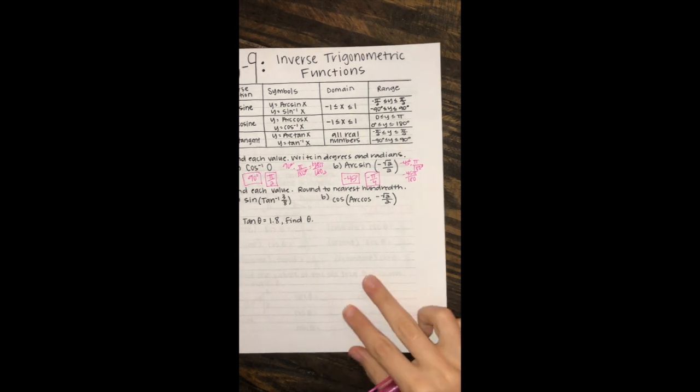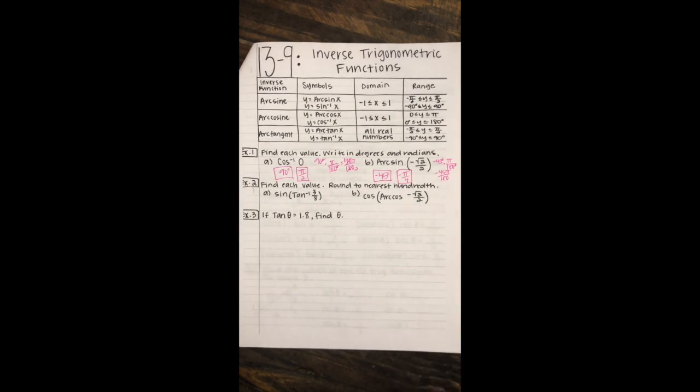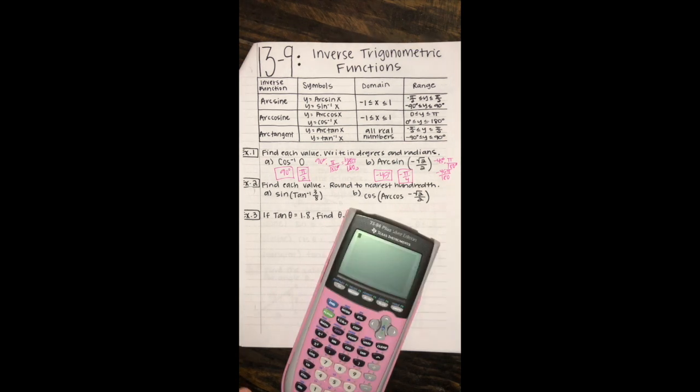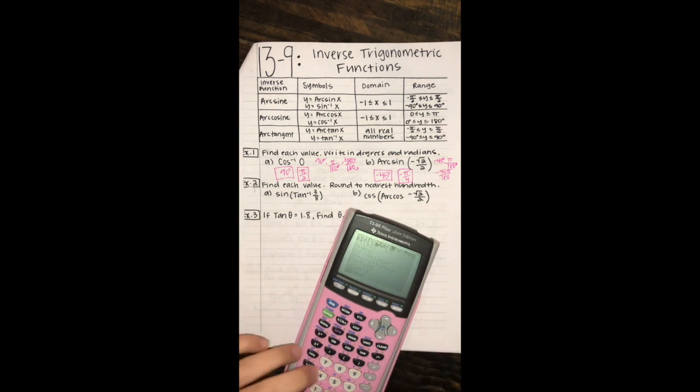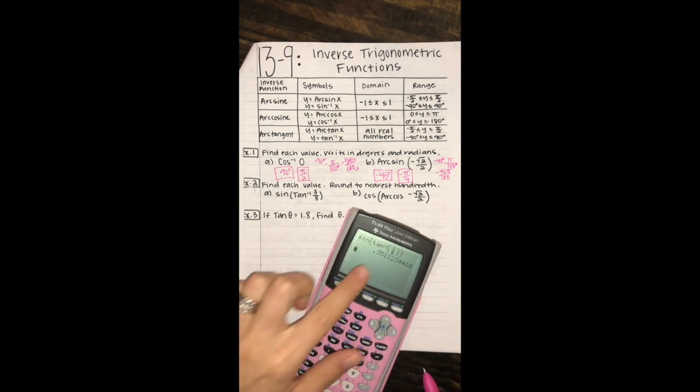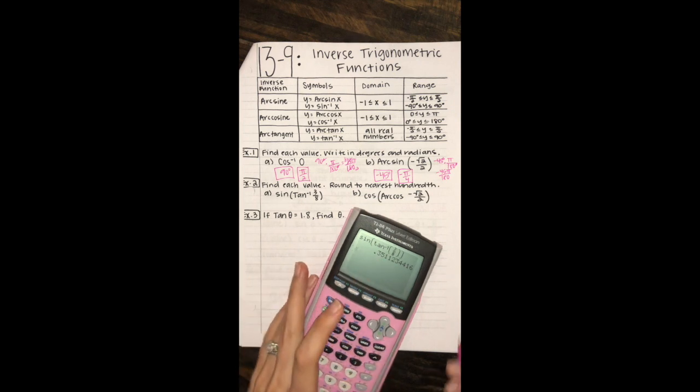Again, you could use the unit circle if you didn't want to do that by hand, that changing from degrees to radians. For example 2, we're asked to find each value and round to the nearest hundredth, so 2 decimal places. It says sine of the inverse tan of 3 over 8. And then I'm going to close both parentheses. And we round to 2 decimal places, so 0.35.